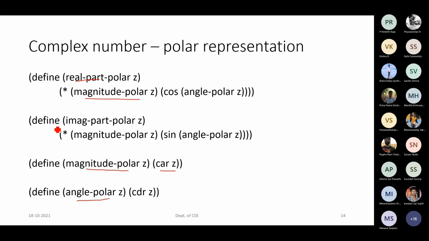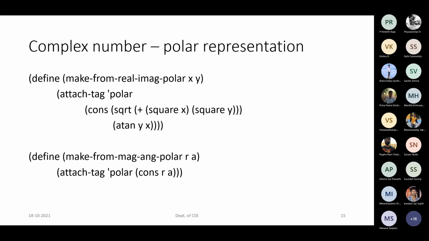So these four procedures, whatever we have defined, will be taken to be the selectors of the complex number which is in the polar representation. Now, by using these procedures, whatever operation you had, once you have finished it and you are giving out the output, it should be in the same polar form of representation. So I have to make use of the constructor now. The following procedures, whatever you are seeing right now, are the constructor.